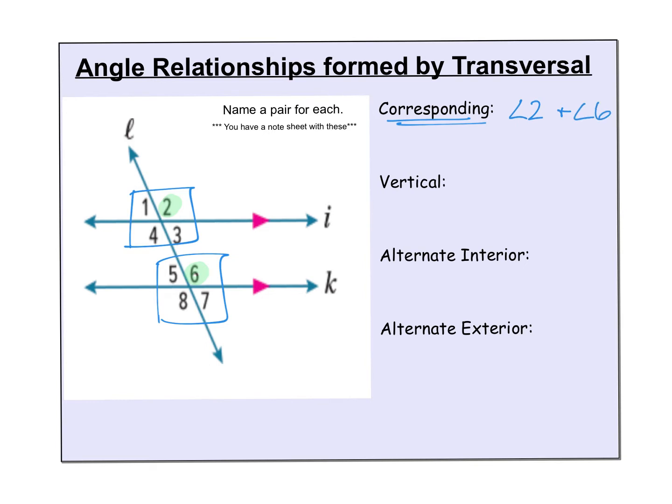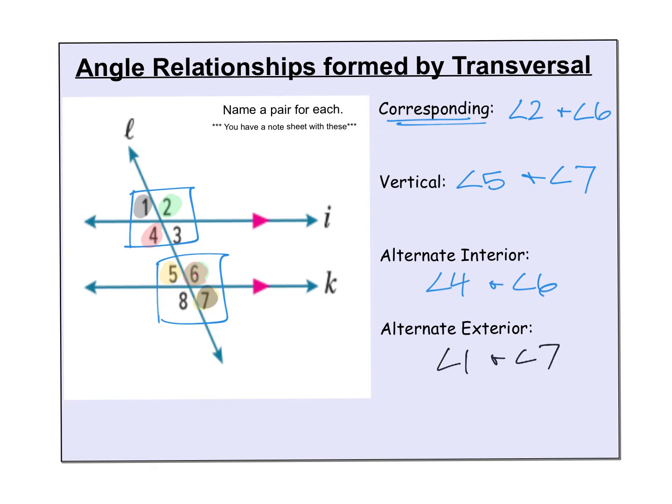Vertical angles I'll do in yellow. Vertical have to be like across from each other. 5 and 7, those are vertical. And you will have to do this on your test, FYI. Those are vertical. Alternate interior, I'll do a different color. Could be like 4 and 6. Okay, they're on the inside, opposite sides. So angle 4 and angle 6. And then alternate exterior, I'll do in black. It's angle 1 and angle 7. They're on the outside and on alternating sides.